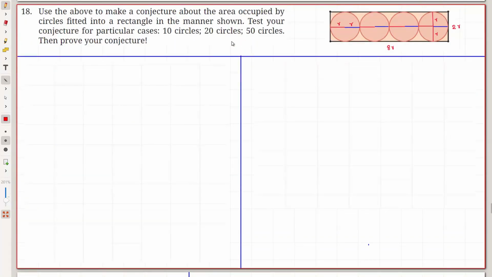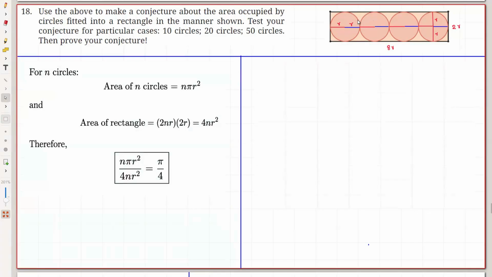How are we going to prove it? Prove your statement. For proving this, I have taken the previous diagram, with 4 circles inside the rectangle. In general, how will you write? If it's n circles, the formula is n into pi r square. If it's 4 circles, it means 4 into pi r square. 5 circles means 5 into pi r square. N circles means n into pi r square. The area of each circle is pi r square.